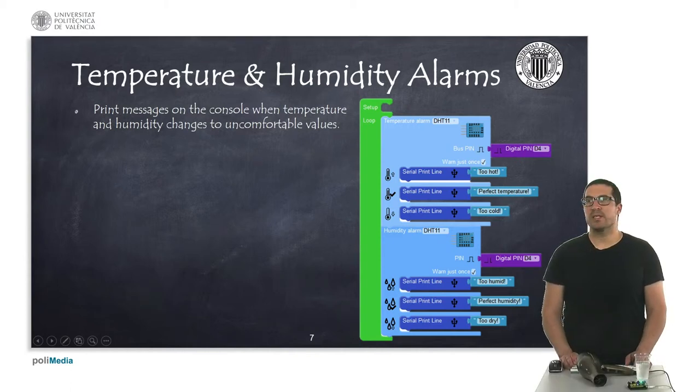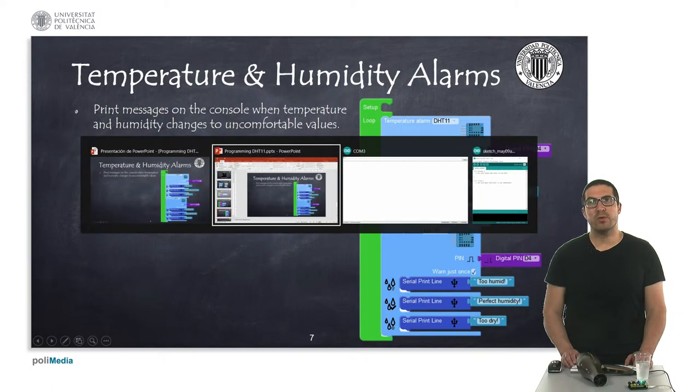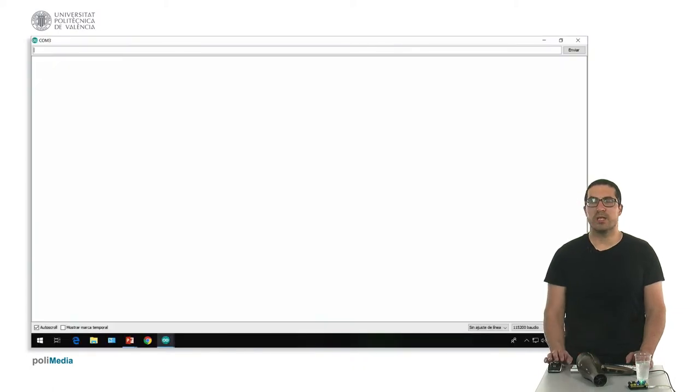So in this second example, let's see how to print messages on the console whenever the temperature or the humidity changes to uncomfortable values. Okay, so as you can see, we are using the instructions that we described before. So I have uploaded the code into the board. So let's switch to the Arduino console to see how this example works.